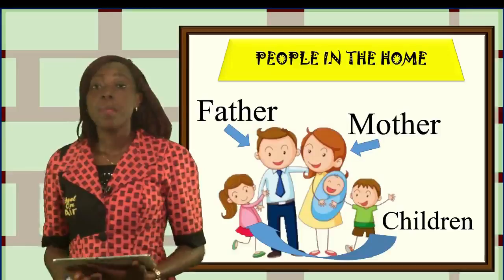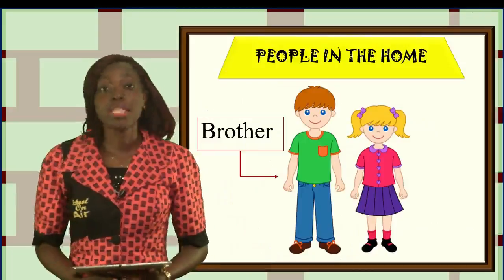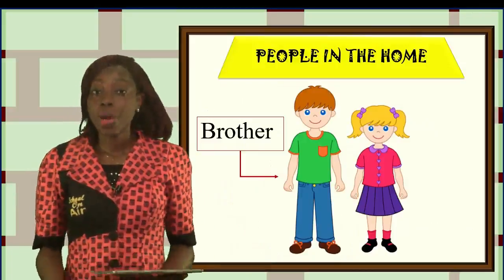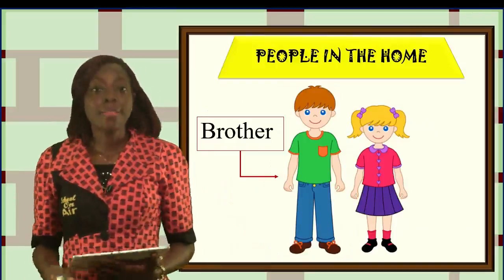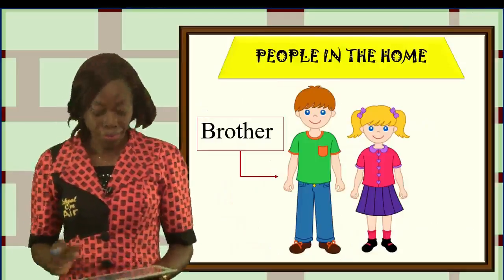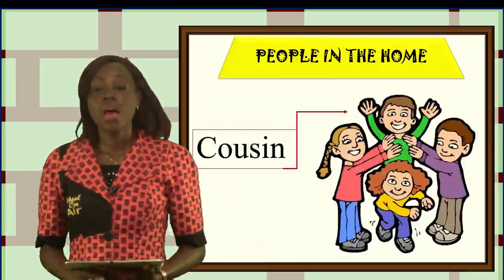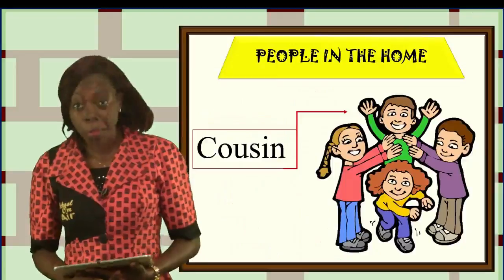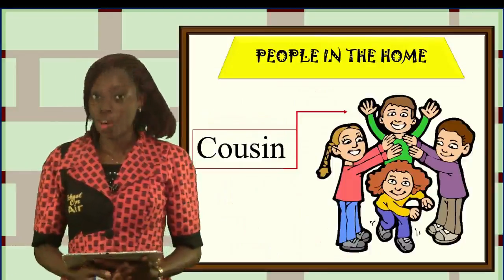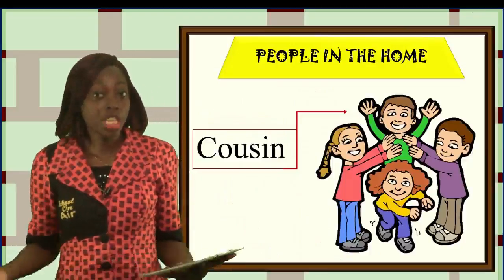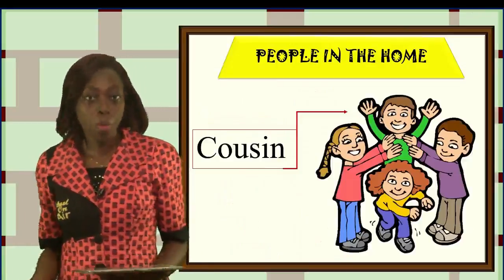Now we also have brother. Now your brother can also be found in the home. Your brother, that's your sibling, might be your older brother or your younger brother. These people can also be found in the home. We have cousins. Cousins can also be found in the home. For example, if your cousins come around for holidays in your house, we can say they can be found in your home at that time.